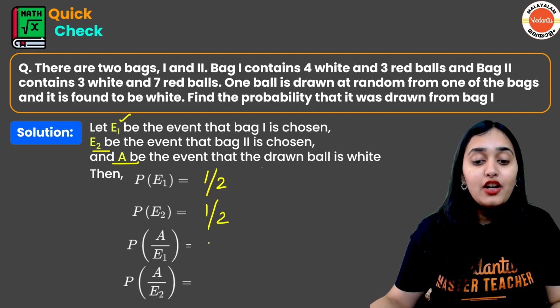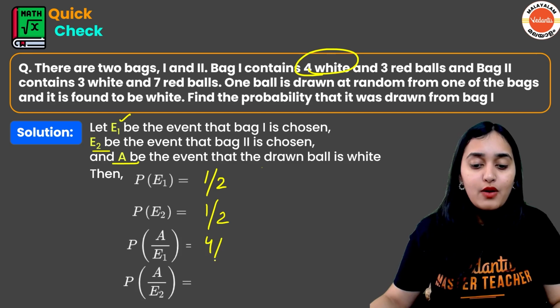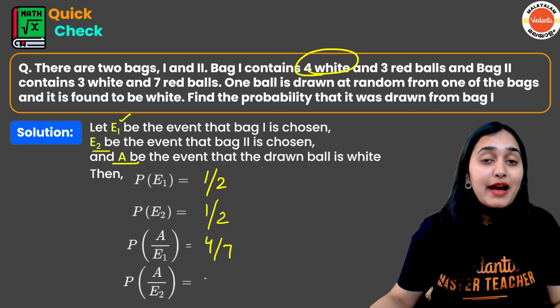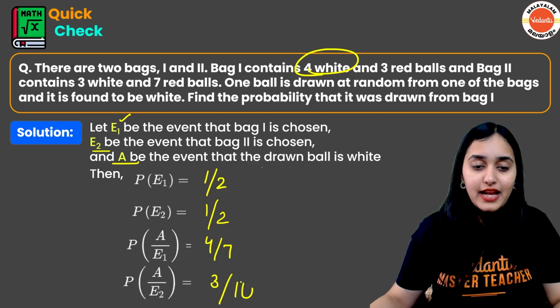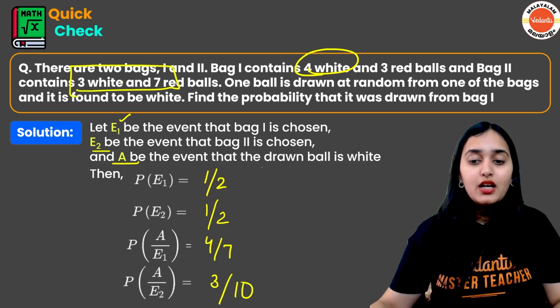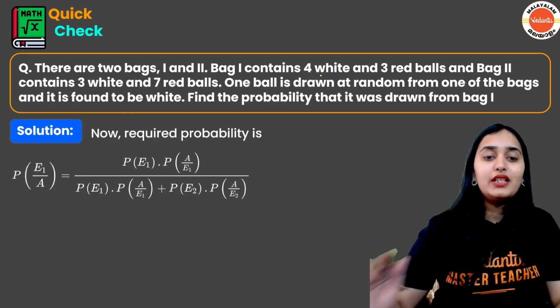What is the probability of choosing white ball from bag 1? 4 out of 7. What is the probability of choosing white ball from bag number 2? 3 out of 10. Total 10 balls in bag 2, total 7 balls in bag 1. Now simply put everything in the Bayes theorem.